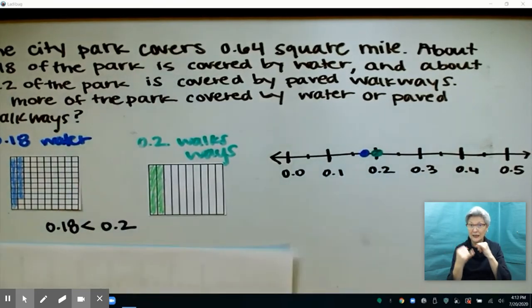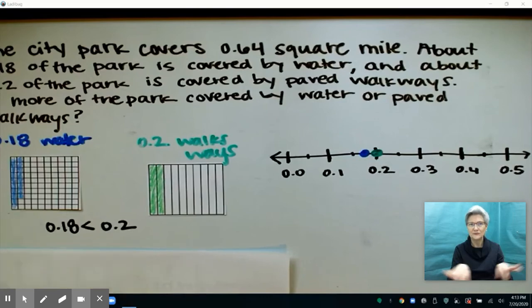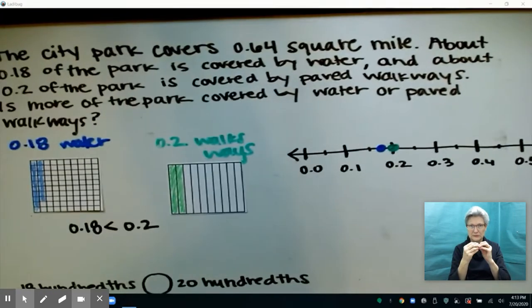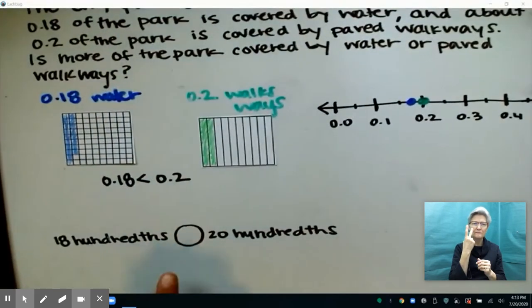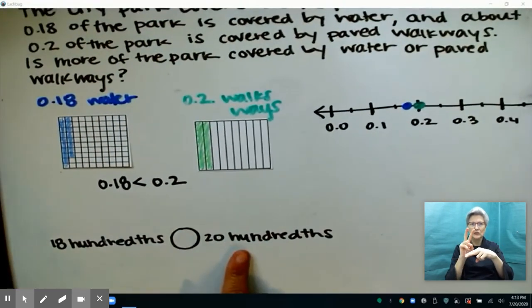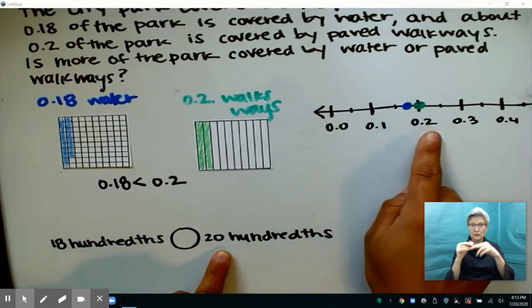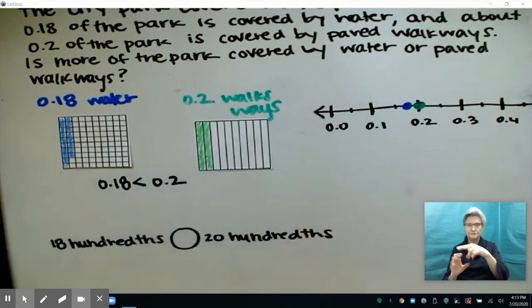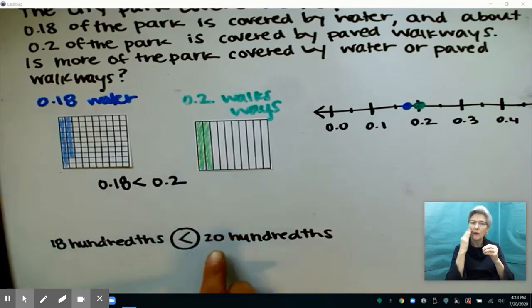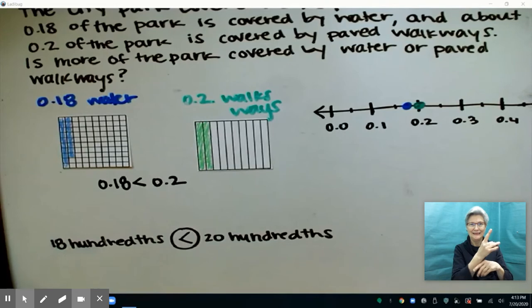Lastly, we can also just think about place value when we're comparing these numbers. So we can simply think we have 18/100ths and we have 20/100ths, right? Because we know that 2/10ths is also equivalent to 20/100ths. Then we compare which one is more, and we know that 20 is more than 18. And so we can easily see again that 20/100ths is greater than 18/100ths.